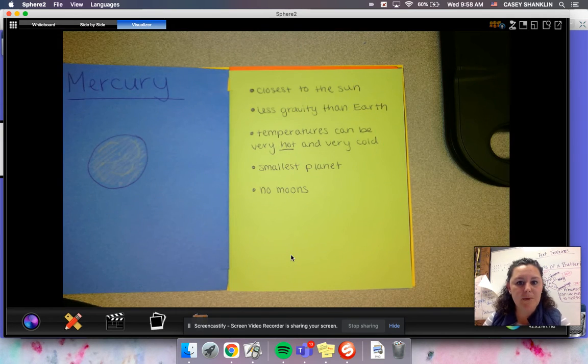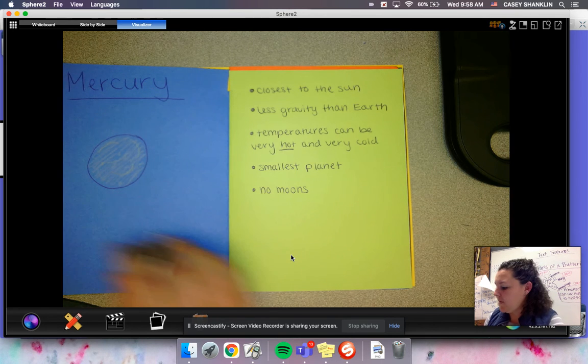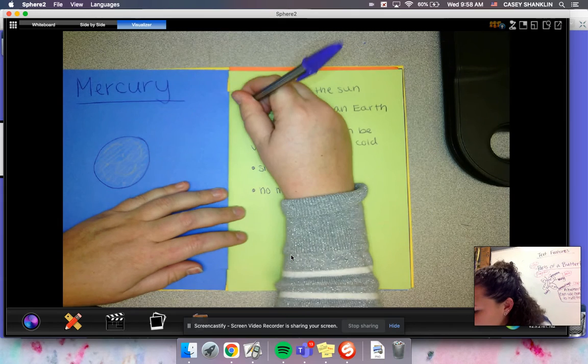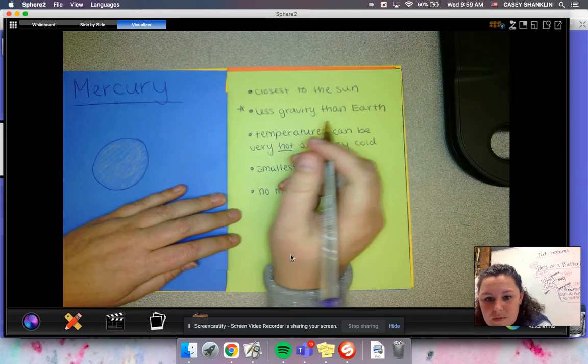And then I want you to go back and put a star next to your favorite fact about Mercury. Mine is that it has less gravity than Earth. So I think that would be cool.